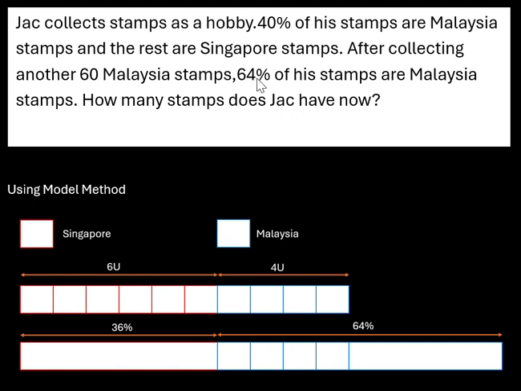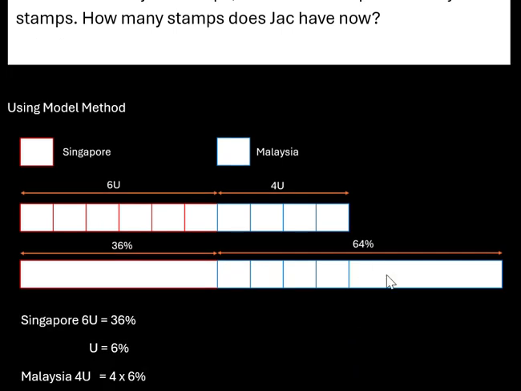And with that, 64% of his stamps are Malaysia stamps. So now with the addition of these 60 stamps, the total of the Malaysia stamps becomes 64%, and Singapore stamps will become 36%. Okay, so remember the number of Singapore stamps doesn't change. So which means that 6 units will now be equal to 36%, and each unit is equal to 6%. So each unit here will represent 6%.